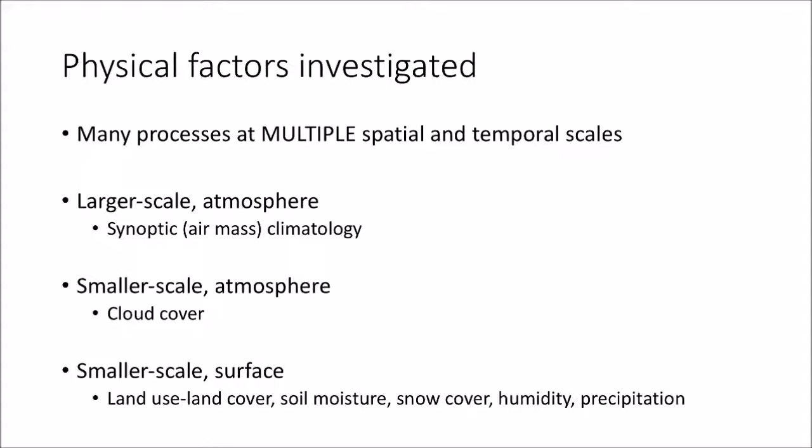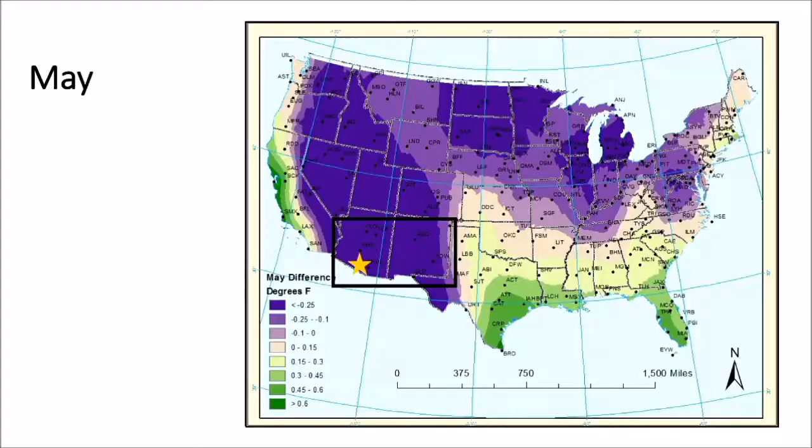So maybe local cloud cover, or down at the surface, land use, land cover, soil moisture, presence or lack of snow cover, as well as humidity and precipitation modulating temperature as well. So to give an example of all this, I'm going to show a case study here that ties the link between the difference between methods and the daily temperature curve and the climate variables explaining it.